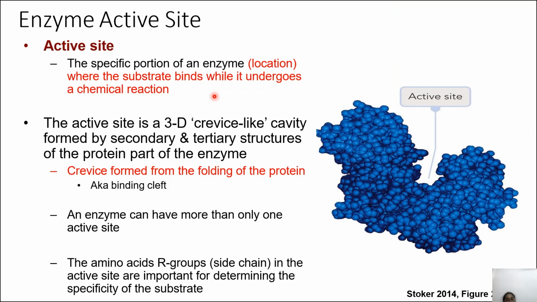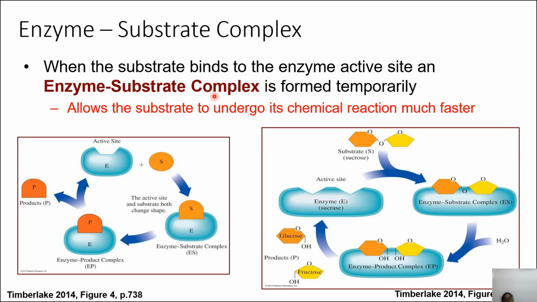Now there is the enzyme active site, the specific portion of an enzyme where the substrate binds and undergoes a chemical reaction. This active site is a 3D crevice-like cavity formed by secondary and tertiary structures of the protein part of the enzyme. An enzyme can have more than one active site. The amino acids or R groups in the active site are important for determining the specificity of the substrate. When the substrate binds to the enzyme active site, an enzyme-substrate complex is formed temporarily. It allows the substrate to undergo its chemical reaction much faster.